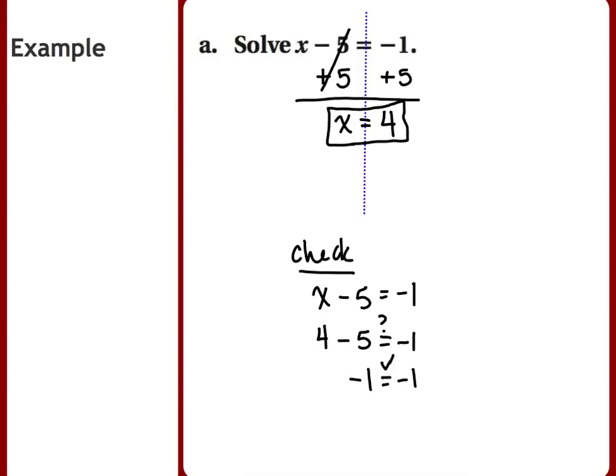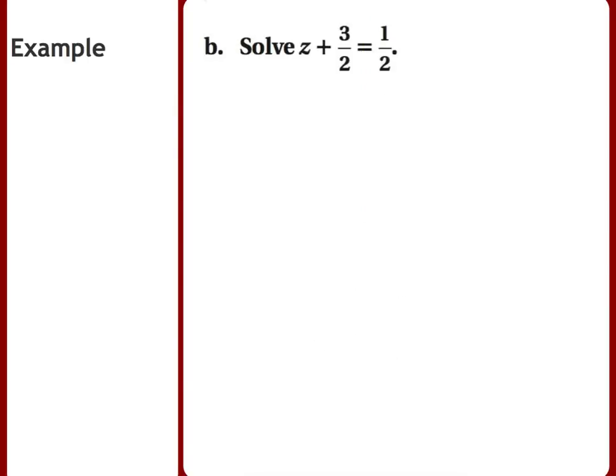All right, well, let's look at another example. So in this example, instead of subtracting from the variable, I'm adding to the variable. Well, the process works the same way. So since I'm adding 3 halves to z, I want to do the inverse operation. So the inverse of adding 3 halves is subtracting 3 halves. We could also think of this as adding a negative 3 halves.